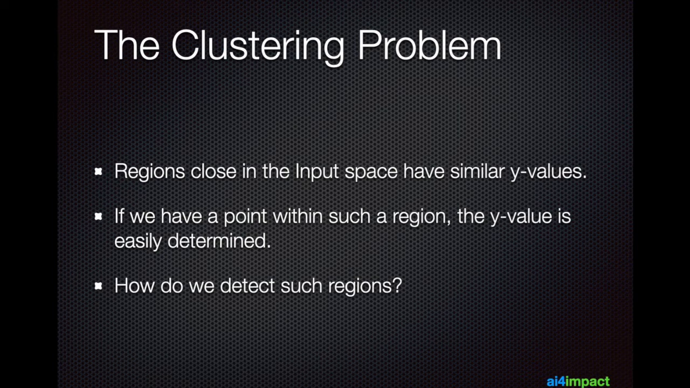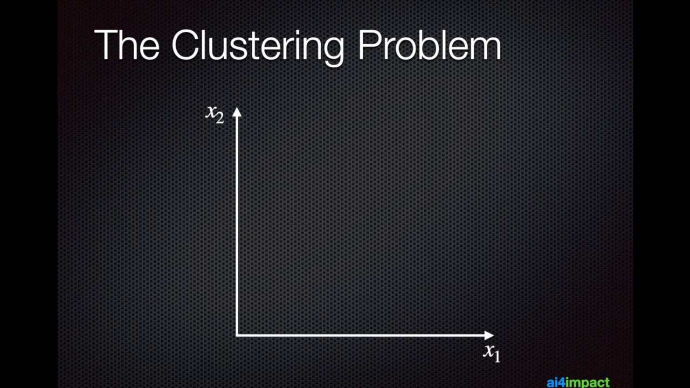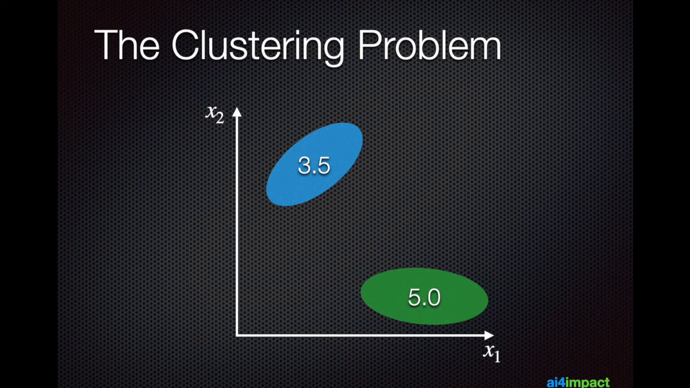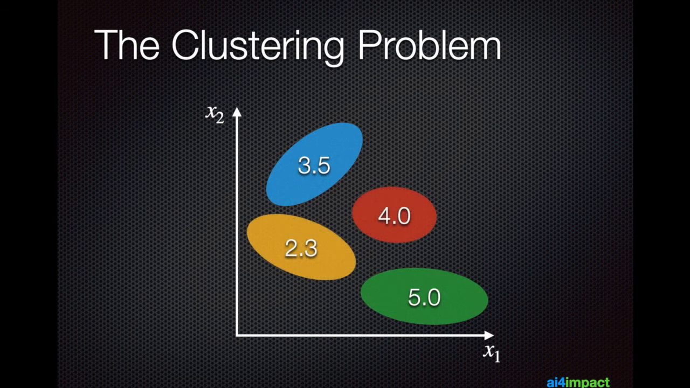The question is, how can we detect and isolate such regions? Let's take a simple example with a 2D input space. In this case, we have x1 and x2 as inputs. We could have one cluster, and points within this cluster would have the same y value of 3.5. We could have a different cluster further away, and points within this cluster would have y values of 5.0. Similarly, we could have other clusters. Here we have two more, 4.0 and 2.3.